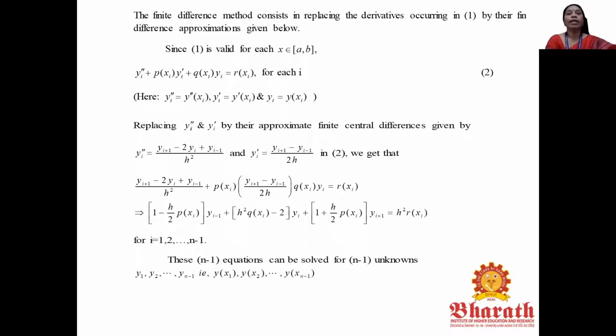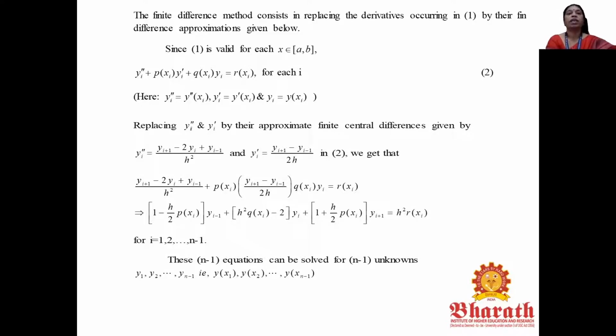So replacing yi'' and yi' by their approximate finite central differences given by yi'' = (yi+1 - 2yi + yi-1)/h² and yi' = (yi+1 - yi-1)/(2h), in equation number 2, we get (yi+1 - 2yi + yi-1)/h² + p(xi) (yi+1 - yi-1)/(2h) + q(xi) yi = r(xi).